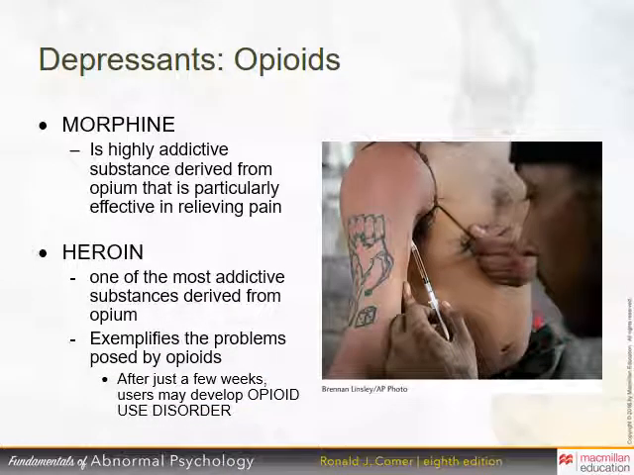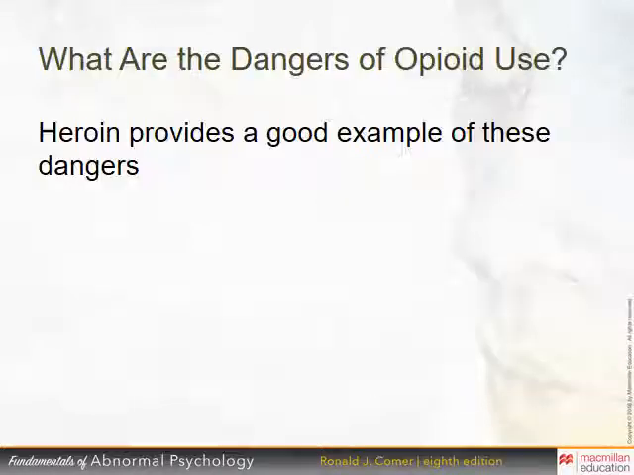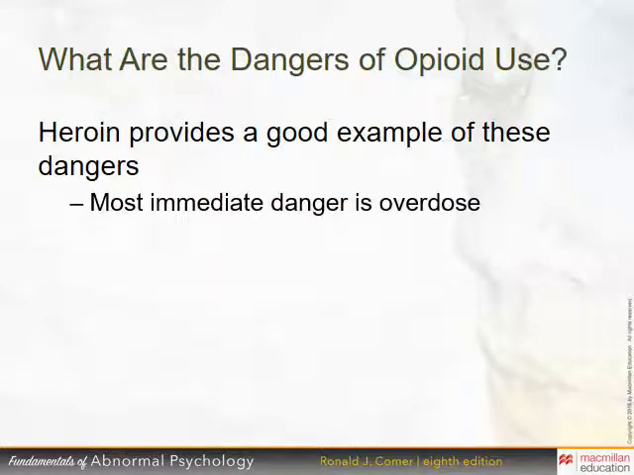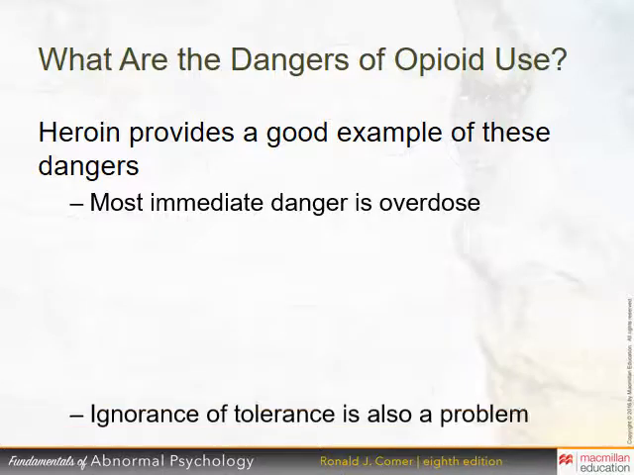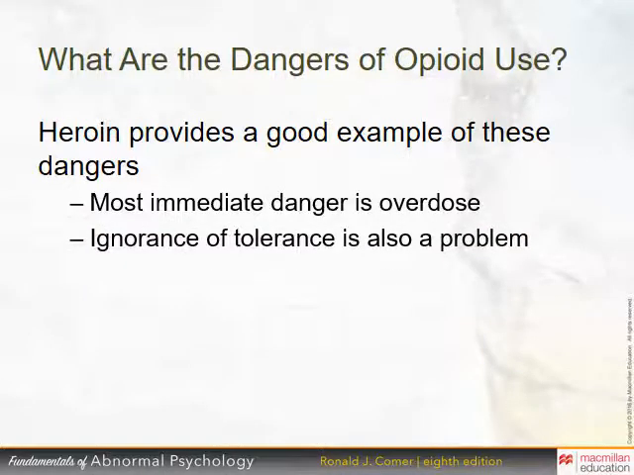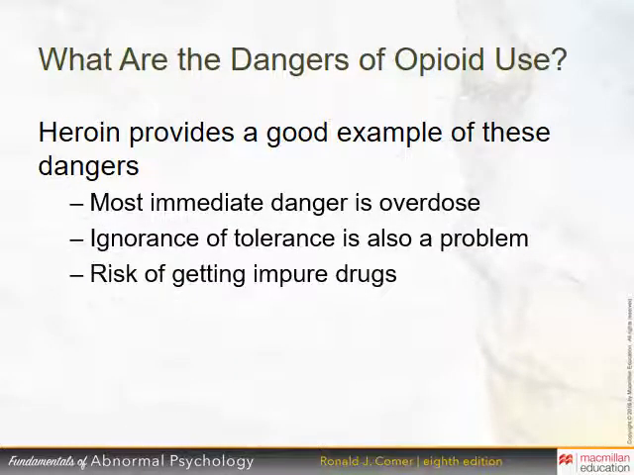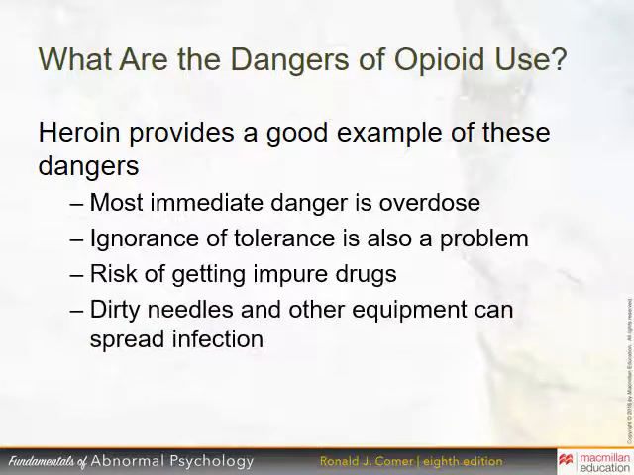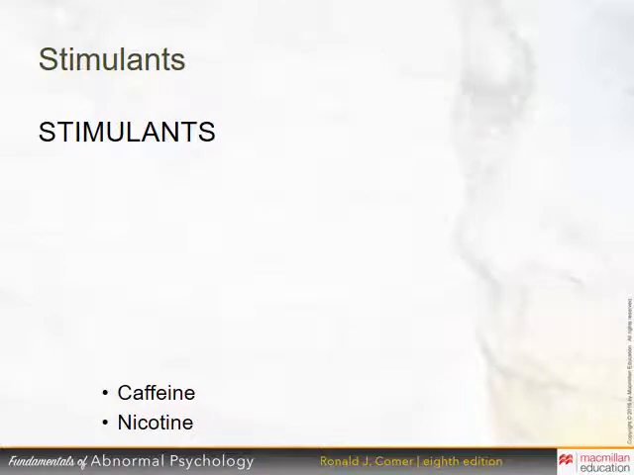Heroin is one of the most addictive substances derived from opium, and it exemplifies the problems that are posed by opioids. After just a few weeks, users may develop opioid use disorder. Heroin provides a good example of the dangers of opioid use. The most immediate danger is overdose. Ignorance of tolerance is also a problem, and there's a risk of getting impure drugs. Dirty needles and other equipment can also spread infection.